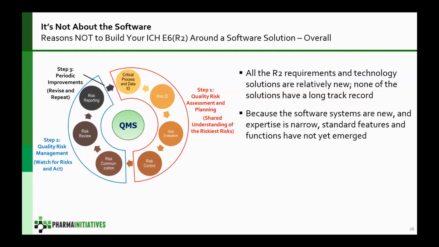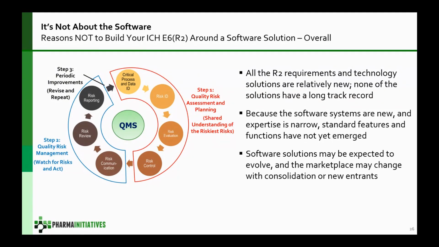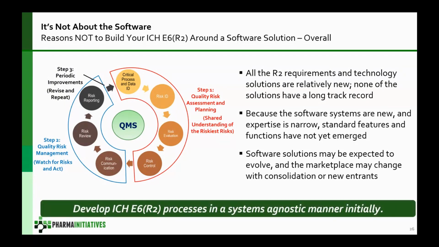We also don't know exactly how these systems are going to evolve, because they're still very much under evolution and they're still very much being developed. So my advice to my clients at this stage is to build your E6R2 processes in a software agnostic way. Not that we might not want to use software in the future, but when we're building it now, we should build it in a systems agnostic way, in a way that doesn't rely on any one solution.